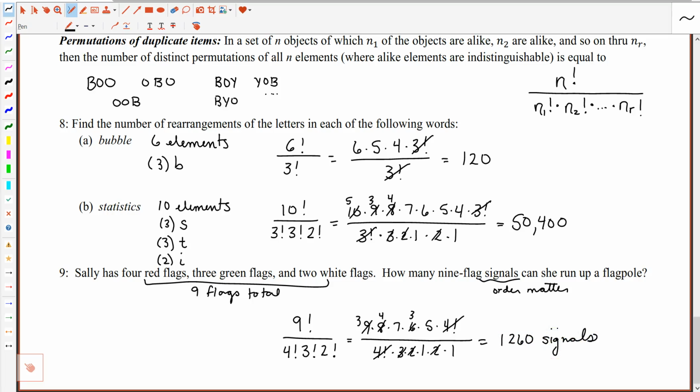These ones are ordered arrangements, but they're a little bit different when you have objects that repeat. It just adjusts what the denominator is. This is a formula that you need to have handy to use if you have repeated elements in your ordered arrangements.